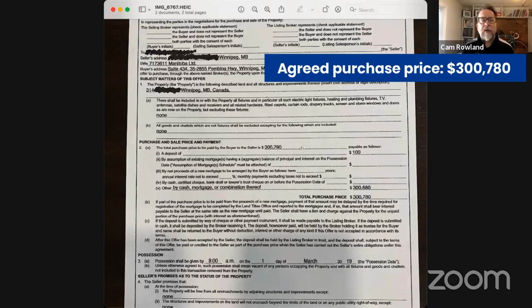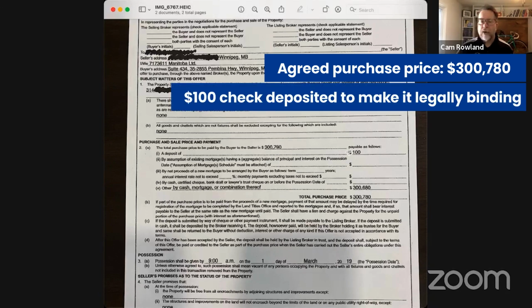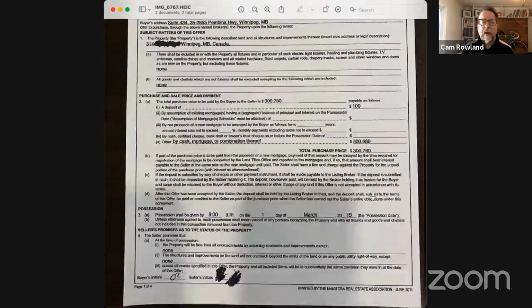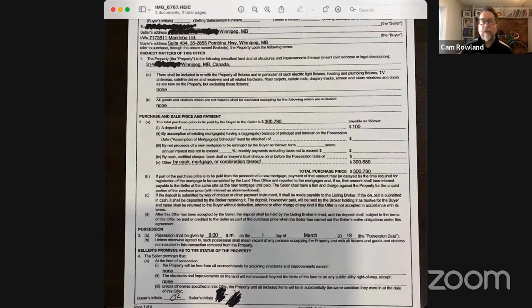And the agreed purchase price was $300,780. A deposit of $100. There's my $100 check that I gave them right at the get-go of the deal to make it legally binding. And then it says by cash, mortgage, or combination thereof, the additional amount, which totals $300,780. So this is the contract, page 1 of the sandwich lease with my investor.